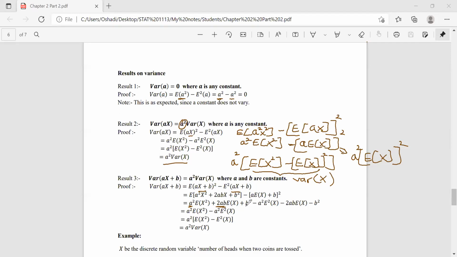The expected value of a constant is the constant itself, so b squared is again a constant, and then the expected value of b squared is b squared. Then in the other part, a squared times the expected value of x, the whole thing squared, minus 2ab, again we can take it out, and the expected value of x minus b squared, right? Then using a few calculations, we can obtain this: a squared times the variance of x.